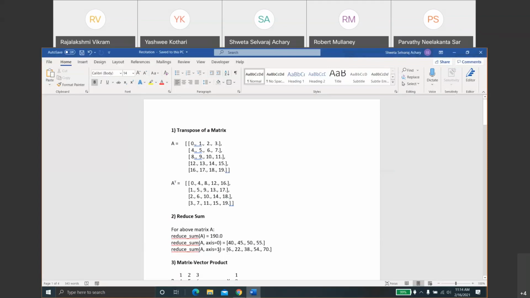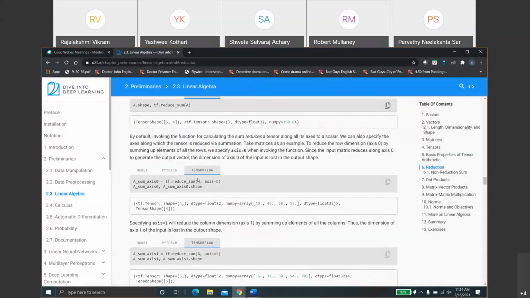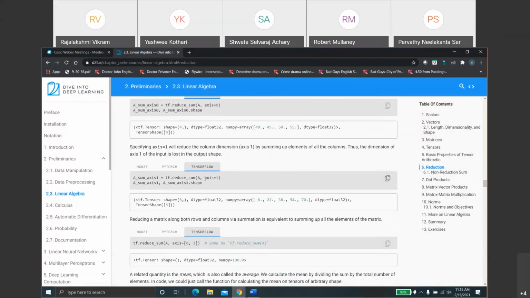If you specify axis equal to 1, it will keep the row dimension the same and it will compress the column. So you will do 0 plus 1 plus 2 plus 3, which is 6, and so on and so forth. If you look at the code snippet here, for axis equal to 0, you'll see that the columns have been kept intact, but there is no row dimension present. Similarly, for axis equal to 1, the number of rows has been kept intact, but there is no column.